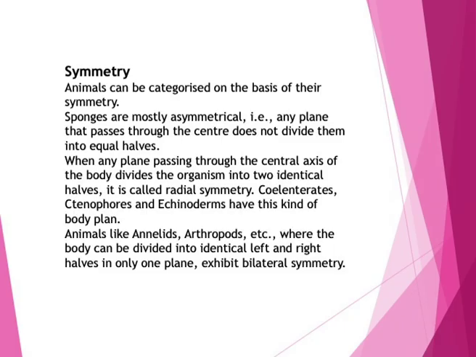Animals like annelids, arthropods, etc., where the body can be divided into identical left and right halves in only one plane, exhibit bilateral symmetry.